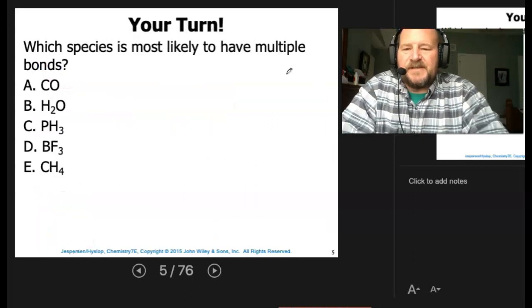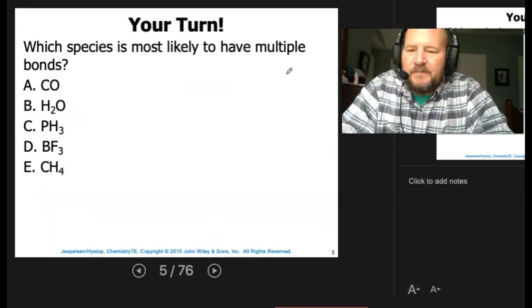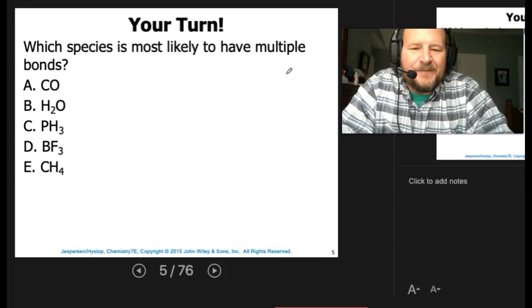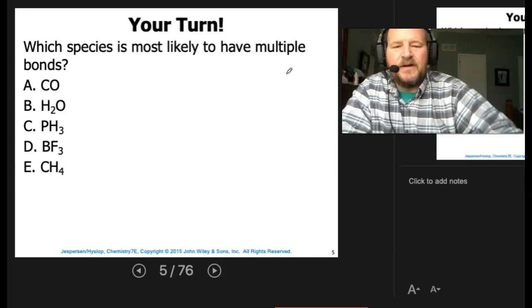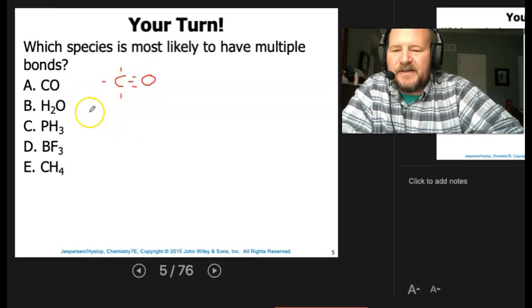All right, which species is most likely to have multiple bonds? CO, H2O, PH3, BF3, and CH4. The trick here is figuring out which atom is what we call the central atom. So here we know carbon would be the central atom, and carbon should make four bonds, but it only has one thing bound to it. If it only has one thing bound, then we're probably going to have some multiple bonds there. Hydrogen cannot be the central, so oxygen has to be the central, and oxygen will form two bonds, and lo and behold, we have two hydrogens.